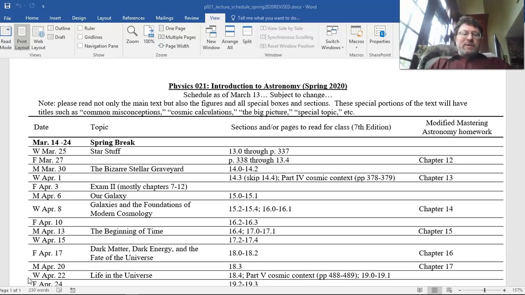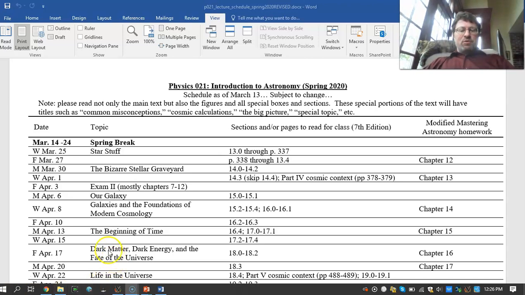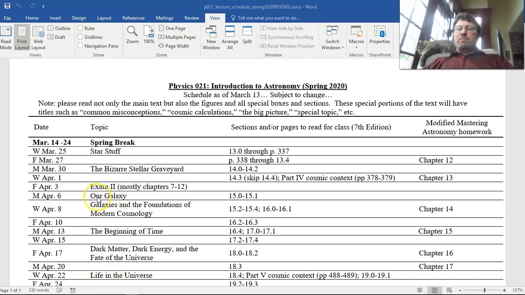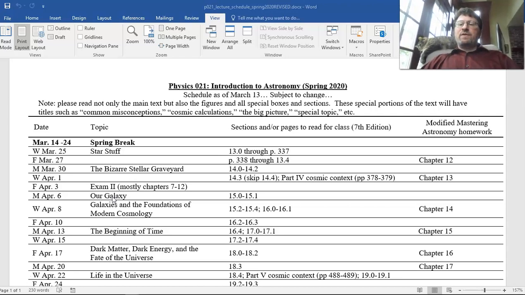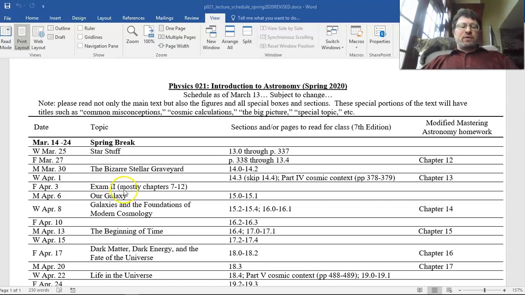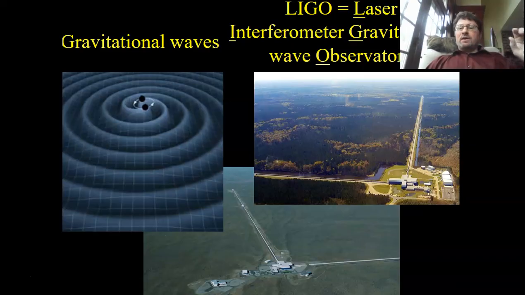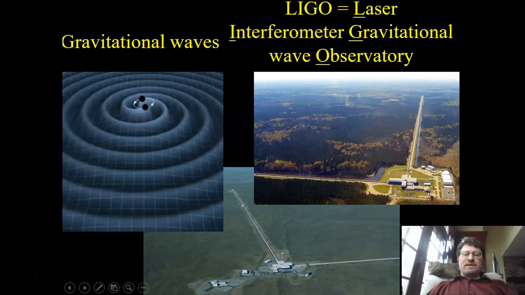Today's lecture that we're recording is for Monday, April 6th, and it will be mostly about our galaxy, although at the beginning of class today we'll have a few things to say about the search for gravitational radiation, finishing up material from chapter 14. Last week we were talking about things like black holes and so on.